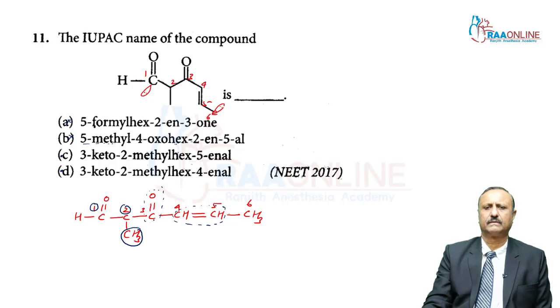Now we can see here third carbon atom CO, keto is present, okay. Methyl is present. Here my dear students, you can give the numbering of the double bond. Here the double bond is present on the 4th carbon atom, that is why you can see here 4-en. And the CHO group is present on the 1st carbon atom, that is why it is called al. So it is called 3-keto-2-methylhex-4-enal, and my dear students, this is the correct answer. Our answer is 11D, 3-keto-2-methylhex-4-enal.